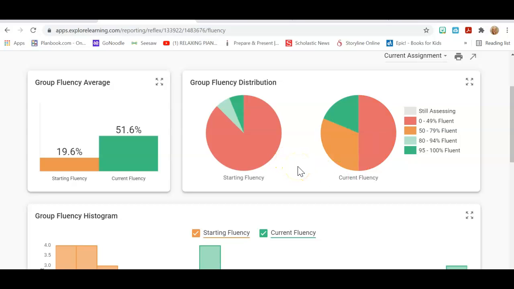So what I'm seeing is that at the beginning of the year, most of my students were not fluent in their facts. But now at this point in the year, I have over half of my class becoming more fluent. They're getting better at their addition and subtraction facts, where I have 8 students that I'm still a little concerned about that I'm continuing to practice their facts with during different times during the day. I'm having them practice their facts at home too. So that's just some things that I'm seeing with the starting fluency to the current fluency.